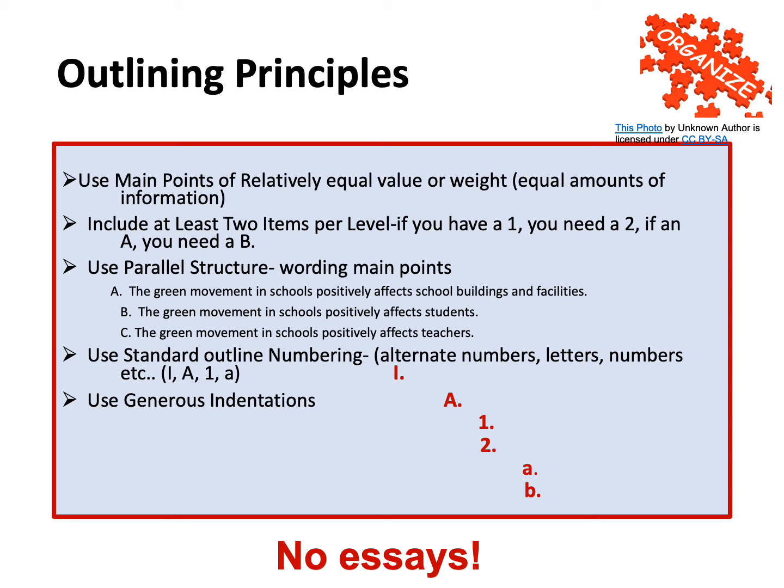You're going to use standard outlining numbering, which is alternating numbers, letters, numbers, letters, numbers, letters. That's what it looks like. So we're going to start out with Roman numerals. So we have a Roman numeral 1 here. Our next indentation would be A, all capital letters. Then we move to numbers, or these are called Arabic numbers. And then we would move to lowercase letters. So it's always numbers, letters, numbers, letters.